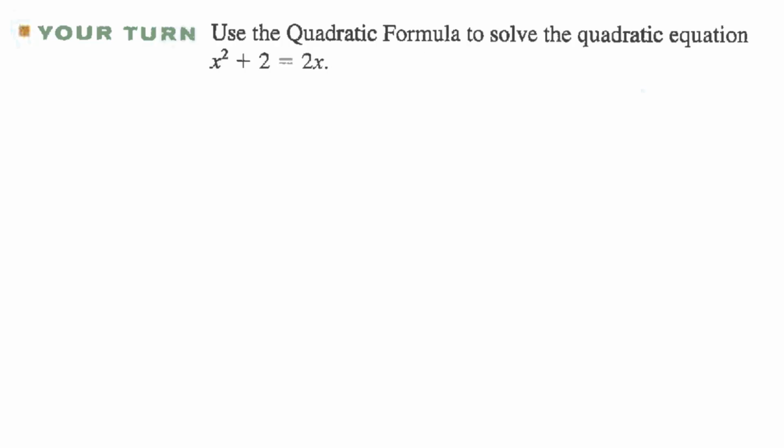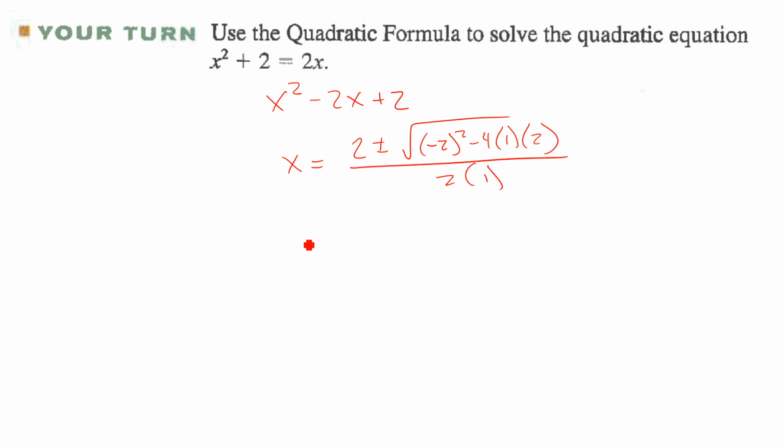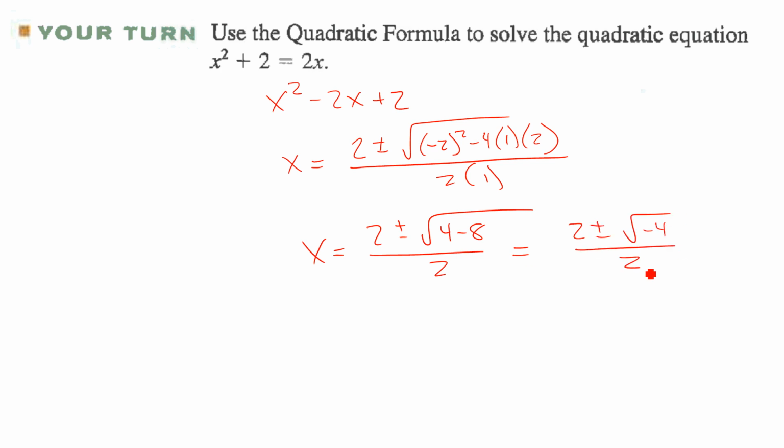Your turn. All right. We'll move the 2x over. x equals negative b plus or minus the square root of b squared minus 4ac all over 2a. x equals 2 plus or minus the square root of 4 minus 8 over 2, which is 2 plus or minus the square root of negative 4 over 2. And so we'll get x equals 2 plus or minus 2i over 2, or 1 plus or minus i.